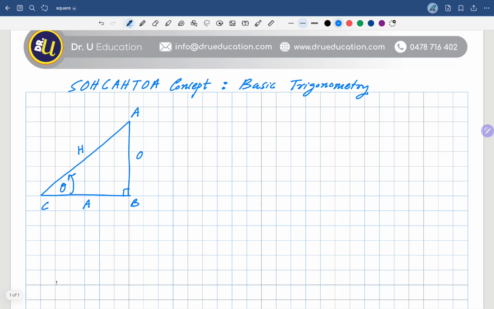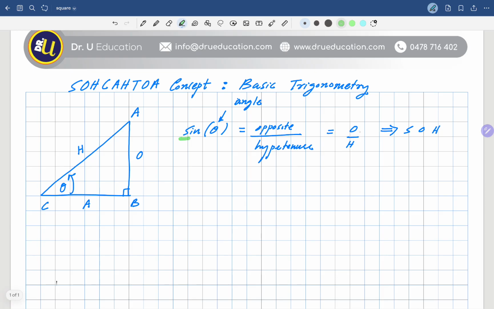So the basic SOHCAHTOA concept is this: sine theta. So here it should be an angle. Should be equal to opposite divided by hypotenuse. So this is the definition. So opposite is going to be O. Hypotenuse is going to be H. So that's how we have SOH concept. So S is coming from here, O is coming from here, H is coming from here.